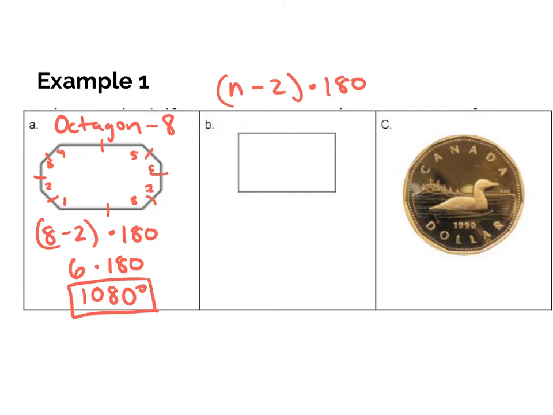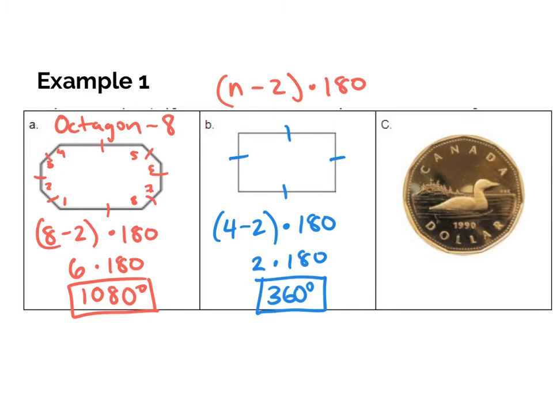All right, next one we have a 4-sided shape. This one appears to be, as we know, probably a rectangle. It would not be equilateral, but it would be equal angular because all the angles are the same. We have 4 sides, so to find the sum of all the angles, I take 4 minus 2, where 4 is the number of sides, and multiply that by 180. 4 minus 2 gives me 2. Multiply that by 180, and I get 360 degrees.